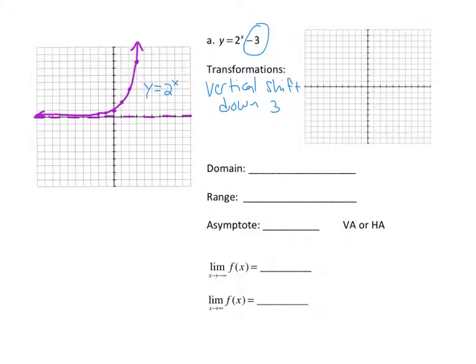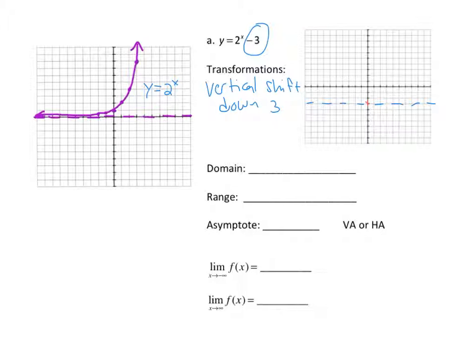So if we take our original graph 2 to the x and shift it down 3, we're going to start by moving the asymptote down 3. And so at -3, I draw my dotted line. Now, normally when I graph 2 to the x, I start at the origin and go straight up 1. So I kind of like to imagine my starting place moving down to down 3 as well.